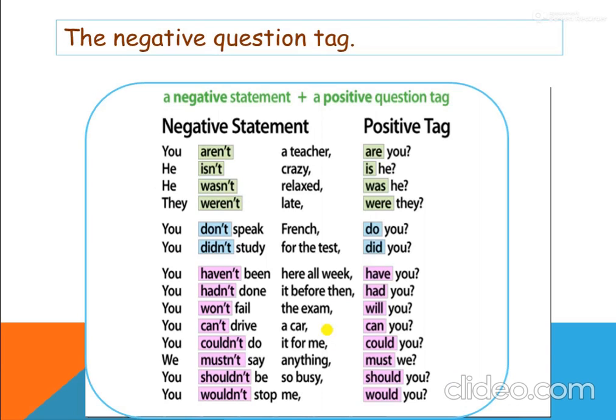A negative statement with a positive question tag. You aren't, are you? He isn't, is he? He wasn't, was he? They weren't, were they? You don't, do you? You didn't, did you? You haven't, have you? You hadn't, had you? You won't, will you? You can't, can you? You couldn't, could you? You mustn't, must you? You shouldn't, should you? You wouldn't.